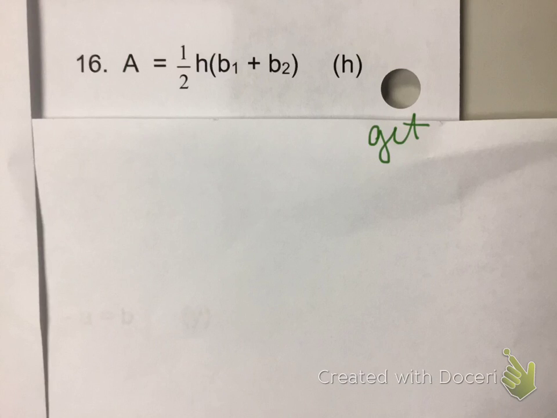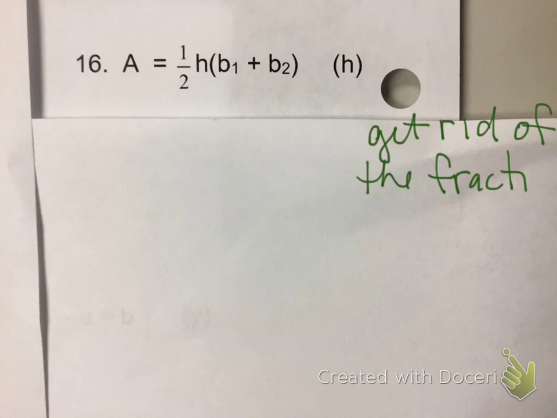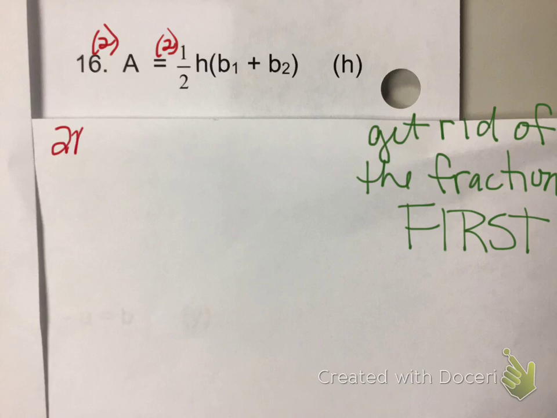Okay, 16. I'm solving for h, but I've got that fraction 1/2 in front of that h. Anytime you have a fraction, try to get rid of that fraction first. Again, I cannot stress that to you enough. Make sure you get rid of the fraction first. To get rid of the fraction, we're going to multiply both sides by the reciprocal. It's 2 over 1, or we can just say 2. So we get 2A is equal to h times b1 plus b2.